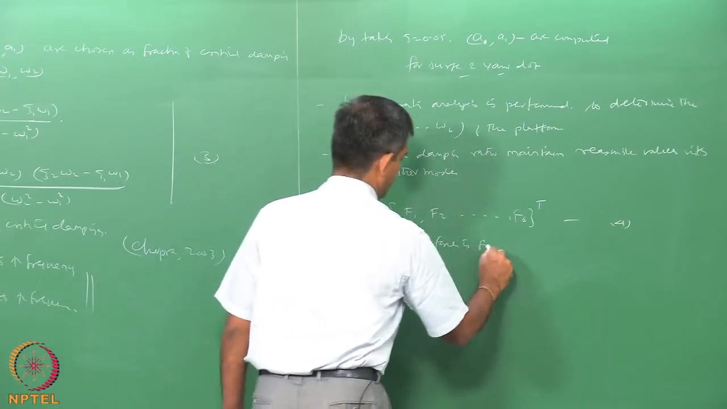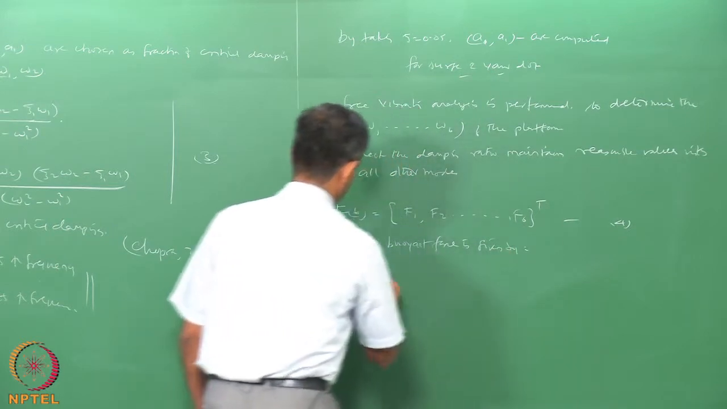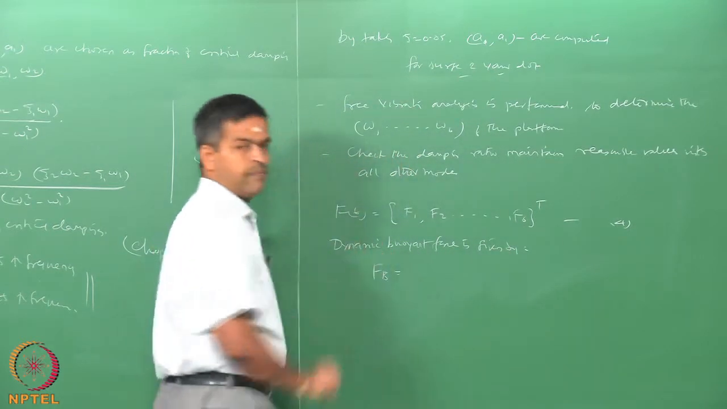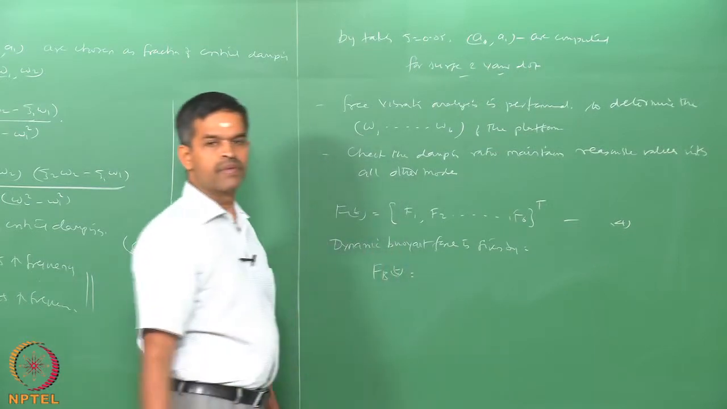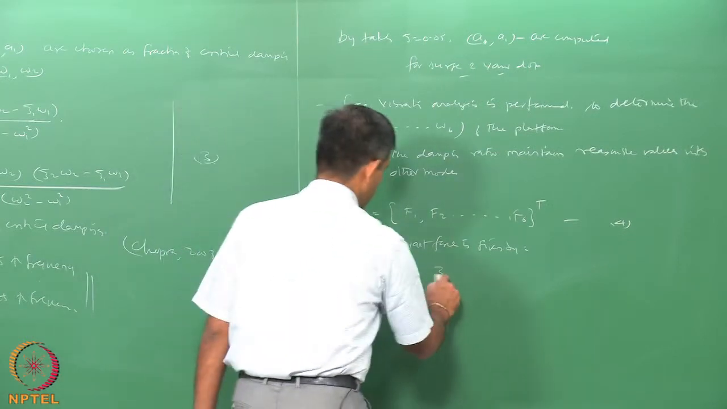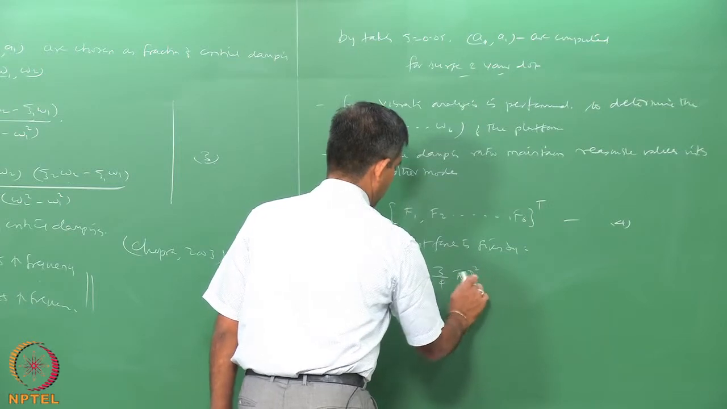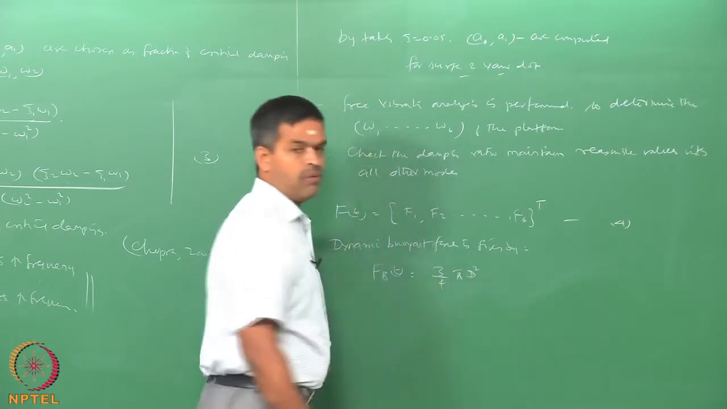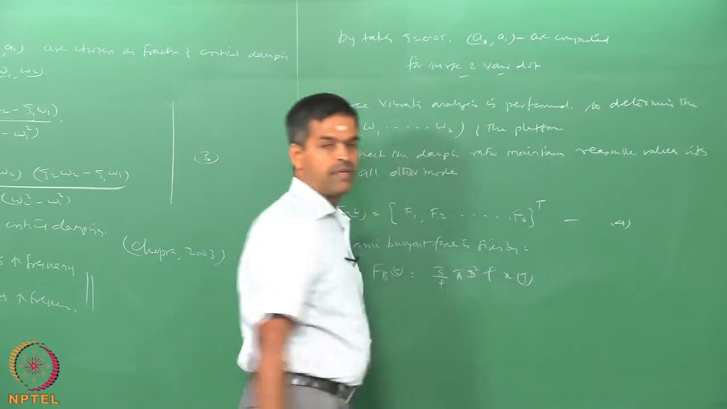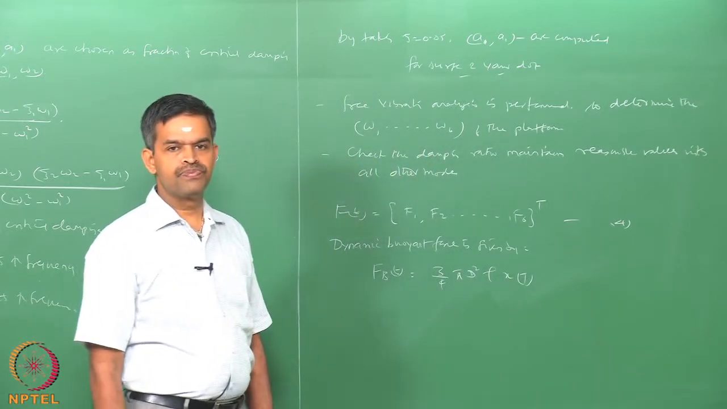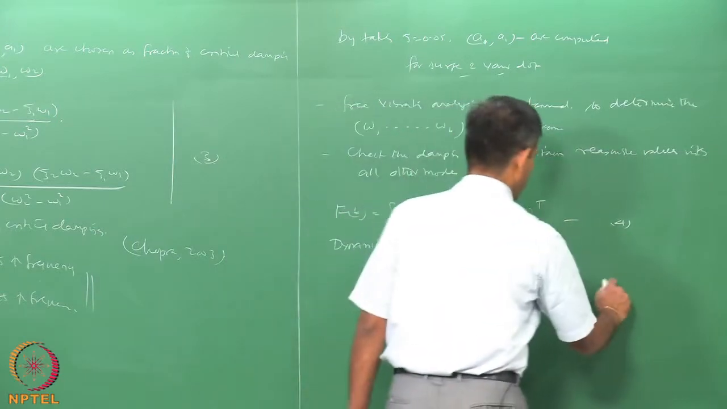The dynamic buoyant force is given by, which is also going to be a function of time. It is for the equivalent TLP. So, 3 by 4 rho x of t, equation number 5.